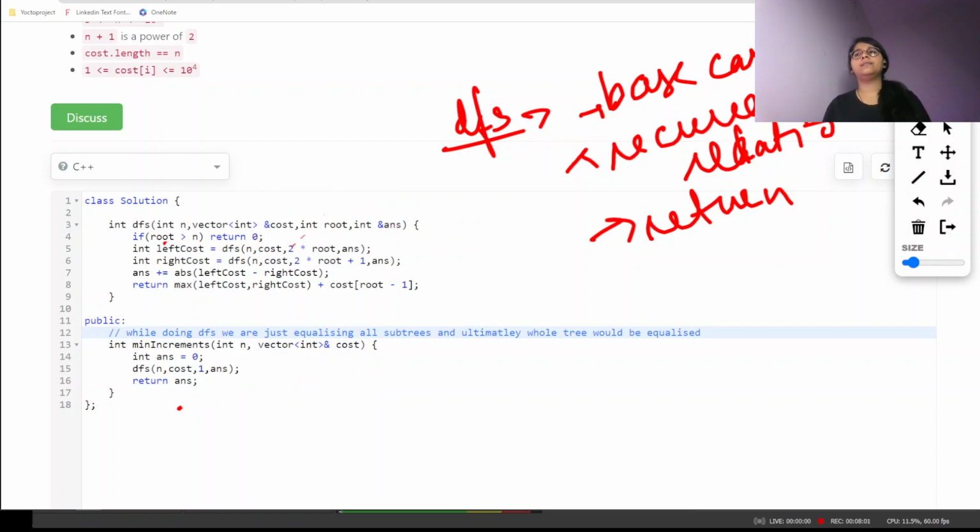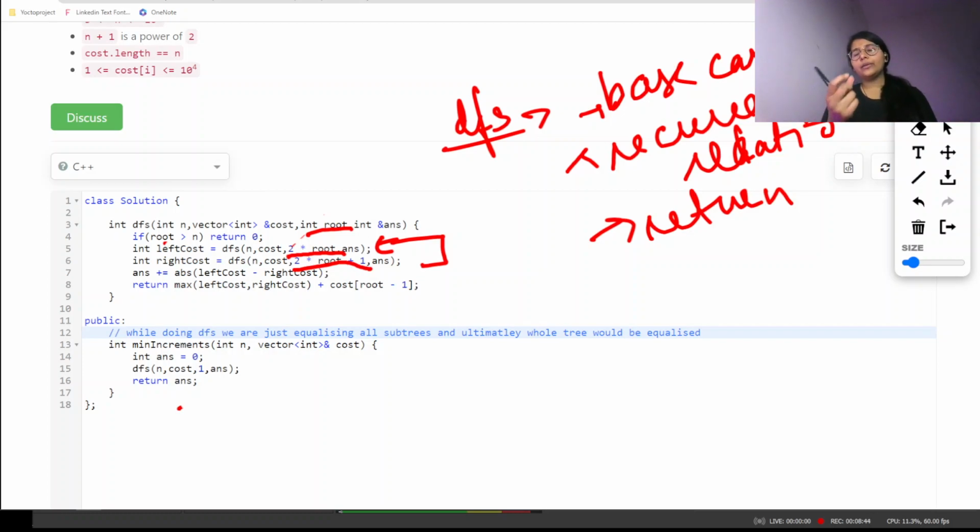And then comes the part of what exactly our choices are, which will form the part of our recurrence relation itself. Now the choices are that we are required to go towards the left and towards the right, because it is a tree. So we have these two choices. Then the left cost would be because of this DFS call, and here instead of root we will be passing the left node. And we represent the left node by 2 into root. And for the right, it would be 2 into root plus 1, with all other things the same.